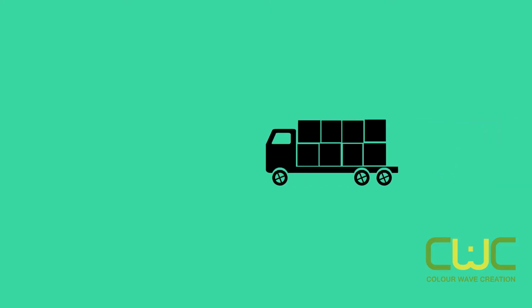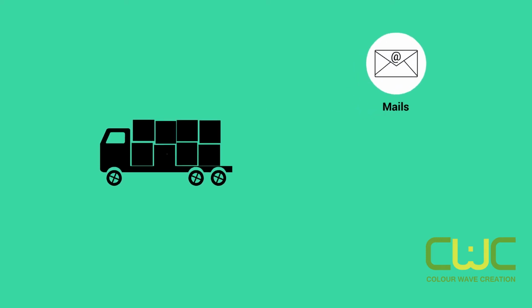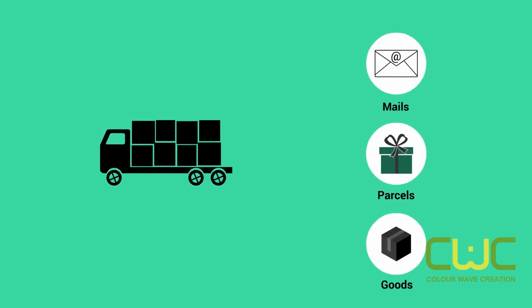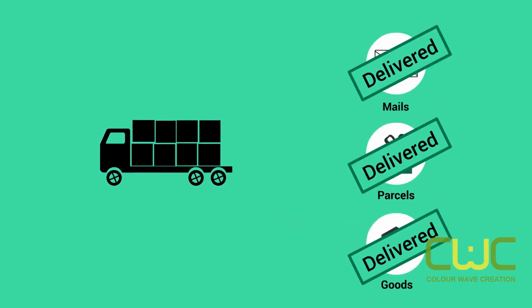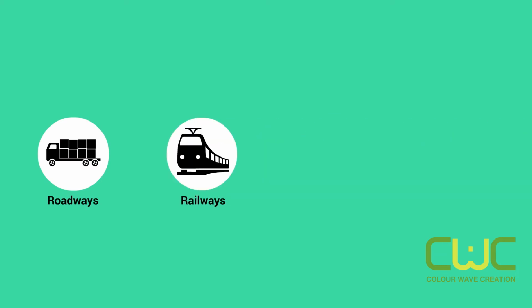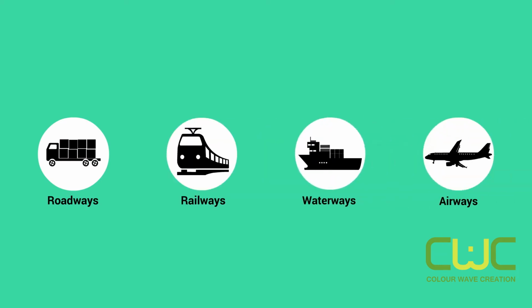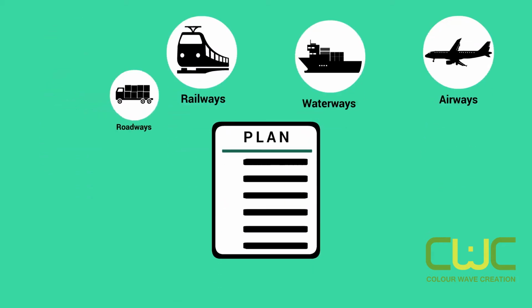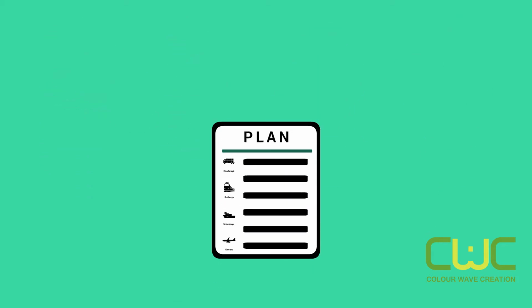Have you ever wondered how different logistics companies deliver mails, parcels, and goods across the globe? In order to deliver goods from one place to another, they use a network of transportation that includes roadways, railways, waterways, and airways, separately and in combination. You need to have a detailed plan in place for such smooth flow of materials along any supply chain.